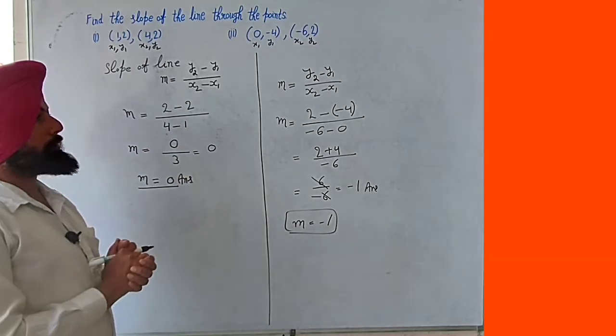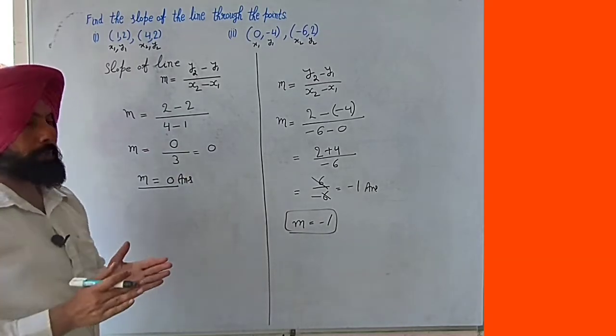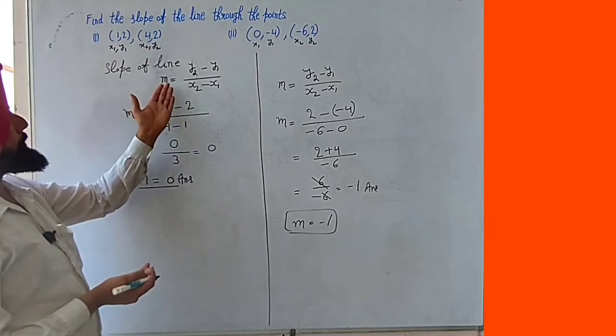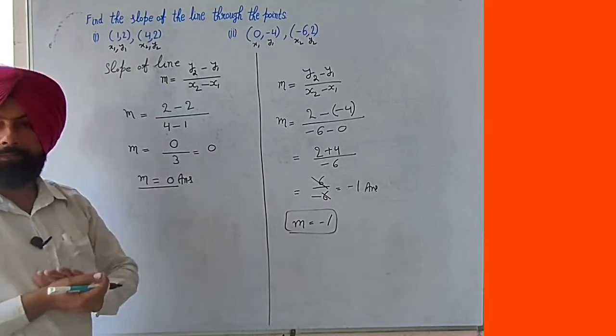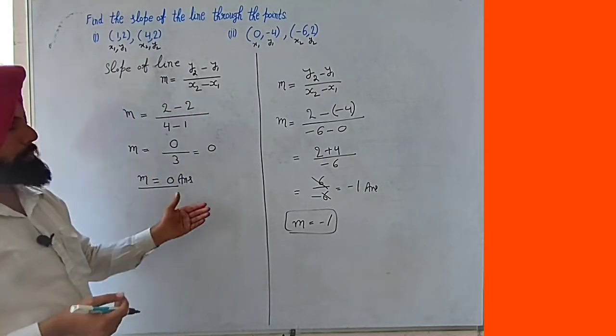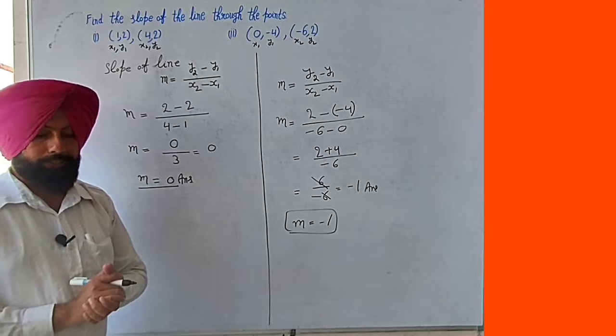If you get a sum like this in your papers, then you have to write this formula: m is equal to y2 minus y1 over x2 minus x1. Put the values and get the result.